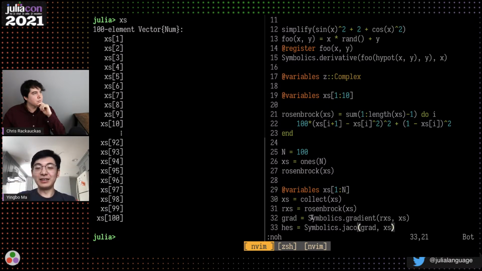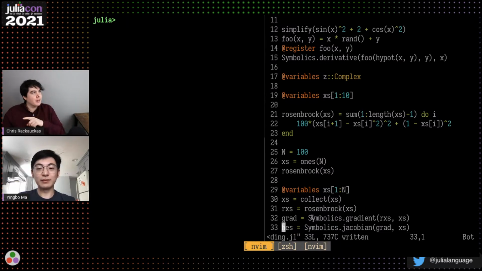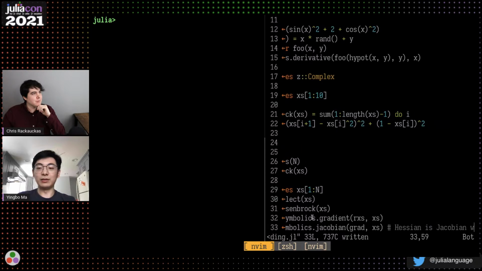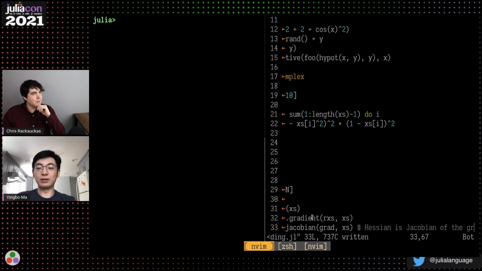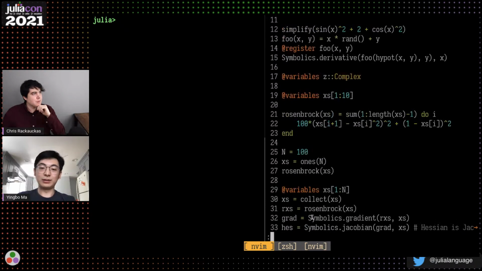The Hessian should be called on the symbolic traced function that is an Rn to R function, right? But then the gradient is an Rn to Rn function. So of course, in here, we want to call the Jacobian. The thing here is that the Jacobian of the gradient is the Hessian. Yeah, the Hessian is the Jacobian of the gradient, right?